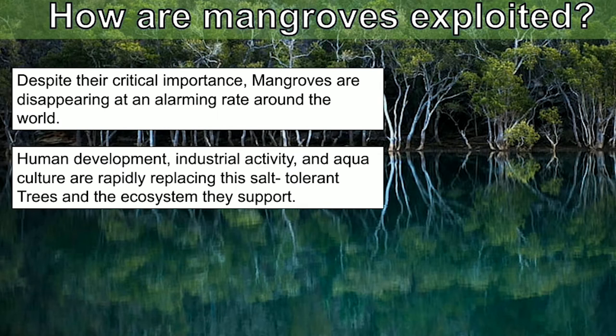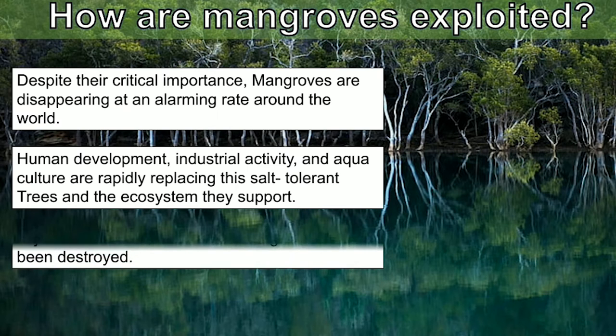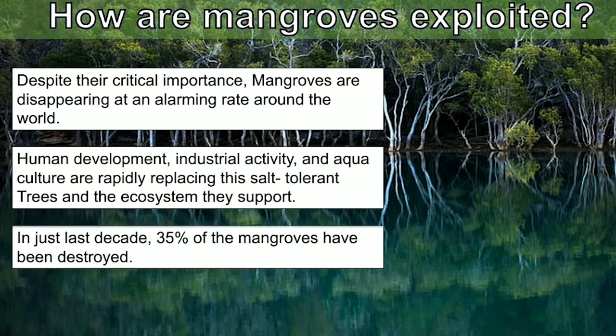Aquaculture involves breeding, raising, and harvesting fish and some aquatic plants. Basically, it is like farming in water, and this has in a way contributed to the destruction of mangroves. In just the last decade, 35% of the mangroves have been destroyed. And this goes without saying that the remaining 65% will be at stake.